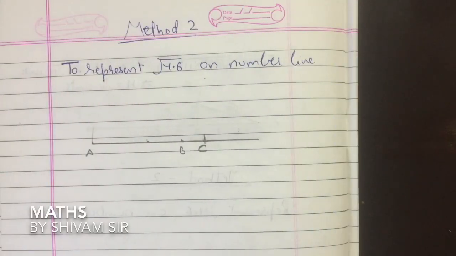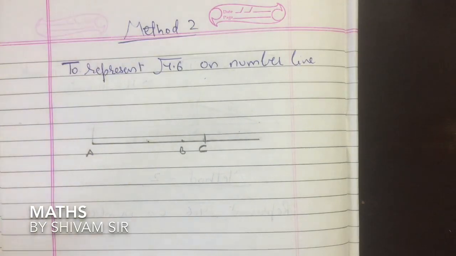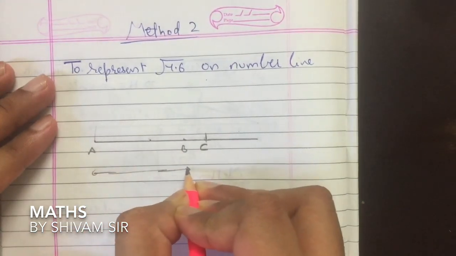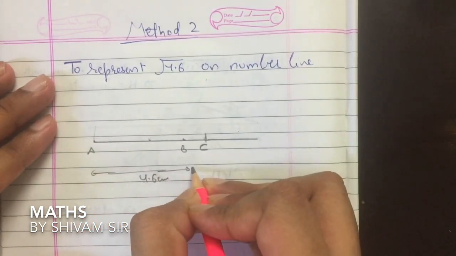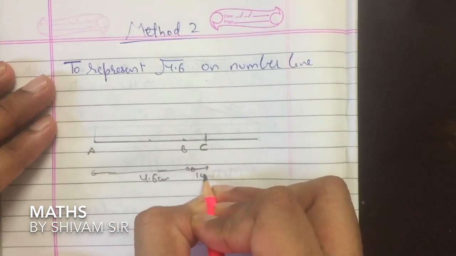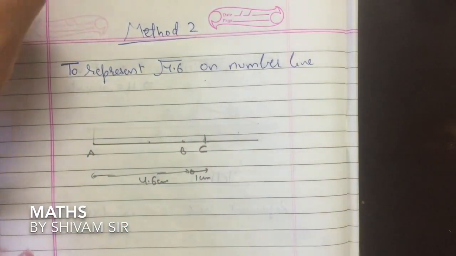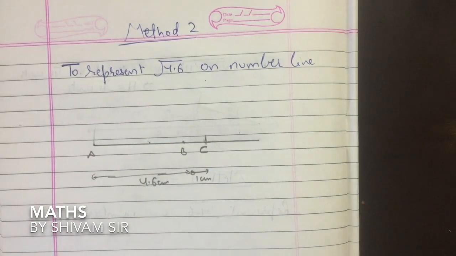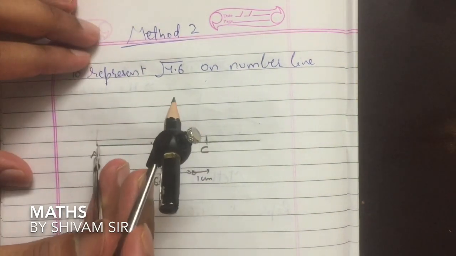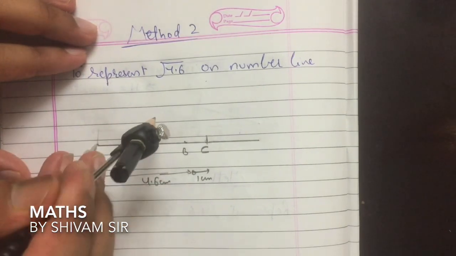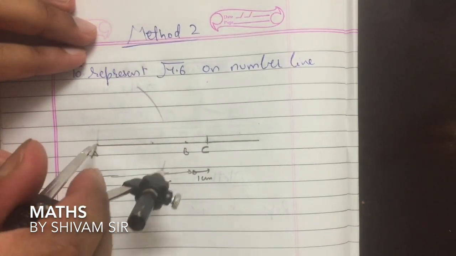The second method is when we have decimal values in root, like if we have to represent root 4.6 on number line. To represent root 4.6 on number line, first draw a line AB of 4.6 centimeter distance. Draw another line just after it, BC of 1 centimeter distance. Now find out the perpendicular bisector of this line AC by opening the compass more than half of AC. Cut one arc above the line, cut one arc below the line.